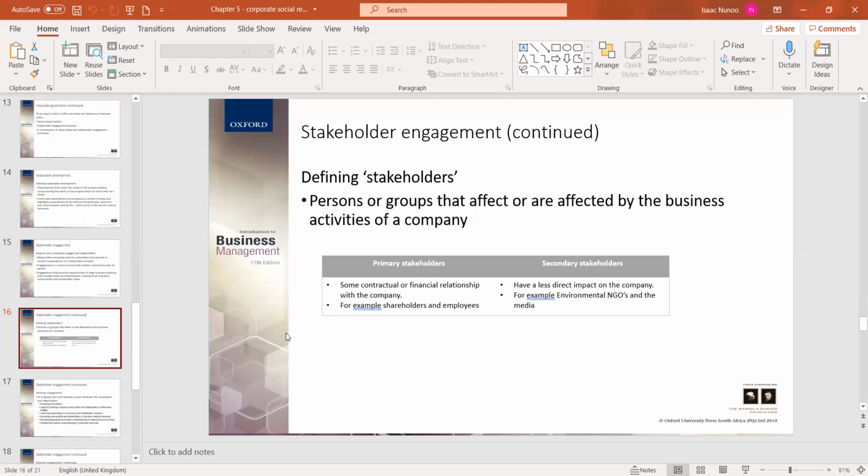However, it doesn't mean that this is constant, because you can move from being a secondary stakeholder to a primary stakeholder when there are issues that you have to give consent to before a company can move on. That means your decisions are affecting the company directly, and that moves you from a secondary stakeholder to a primary stakeholder.